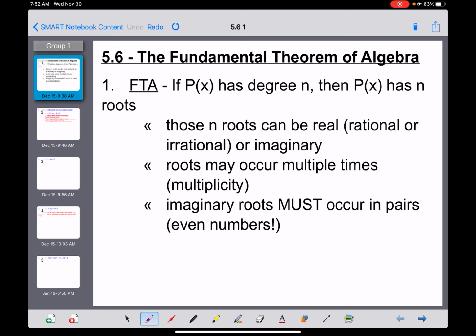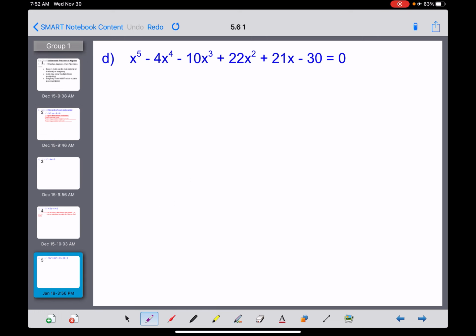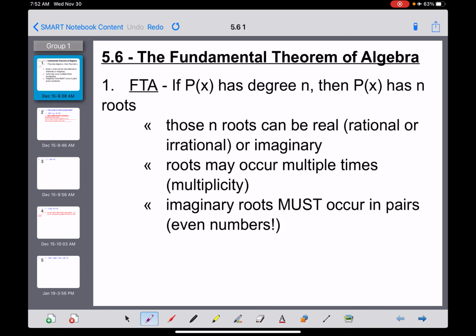But the overall goal is to solve some relatively complex polynomial equations like this one right here, which is the last one we're going to be doing. So let's talk about how we're going to get there.